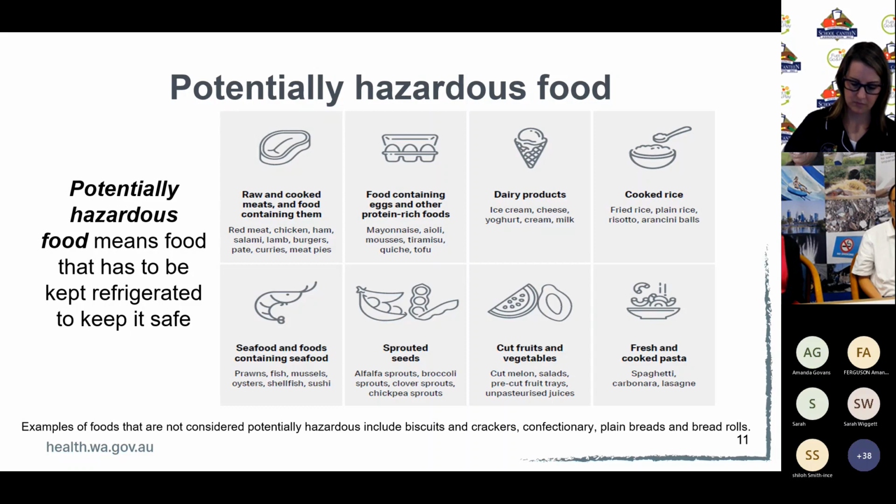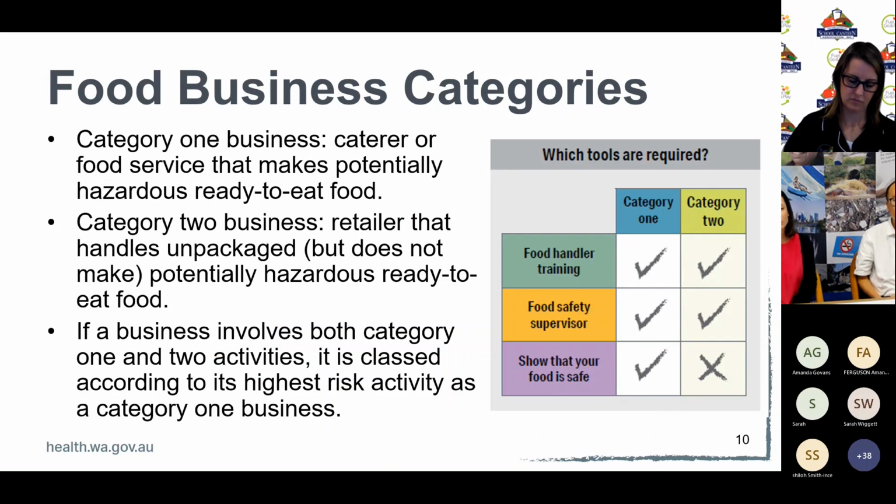Some examples of food that are not potentially hazardous are things like crackers, plain bread and rolls, or raw whole fruit. So going back to the definitions of food business categories, it's those higher risk foods that you're handling and making meals from and serving. So the category 1 businesses then need to comply with all three of the tools.